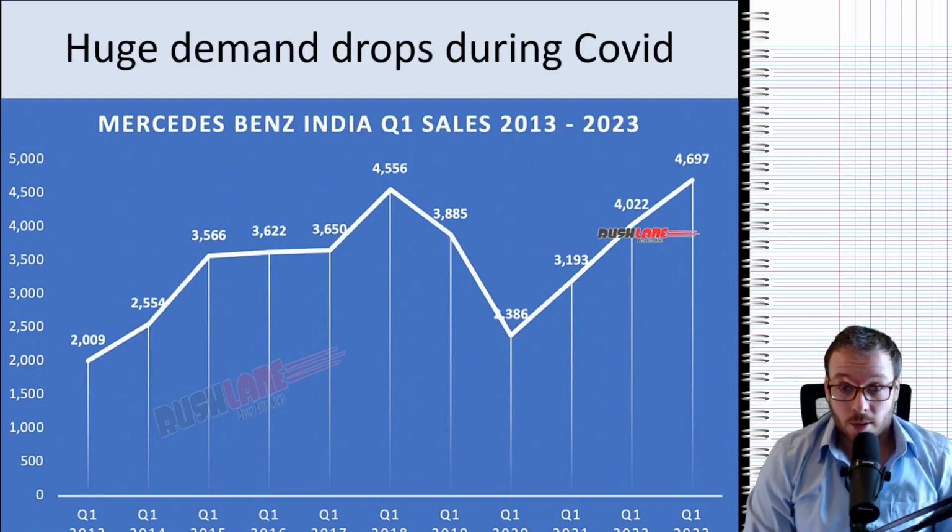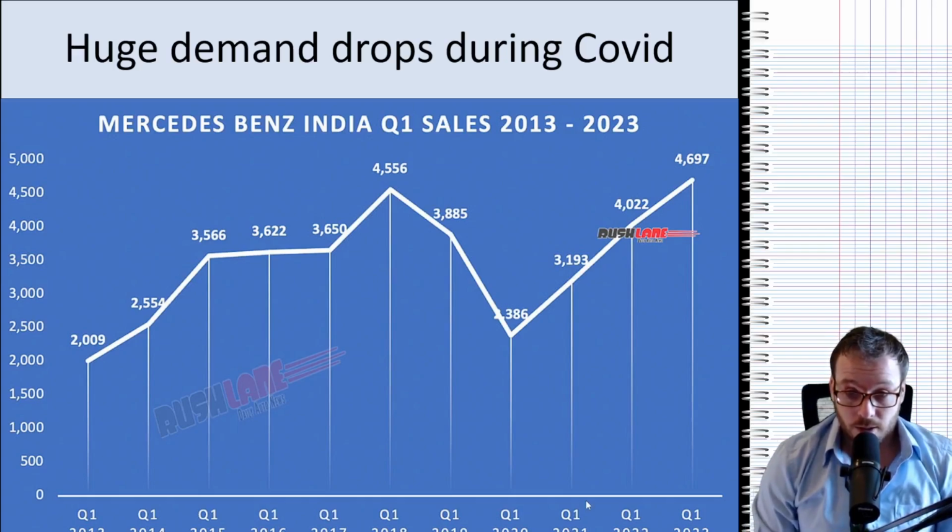Here's another example. Look at Mercedes-Benz in India. During COVID 2020, look at this huge demand drop when people weren't able to leave the house. Everything is connected to demand when we look at these big global events like recessions.